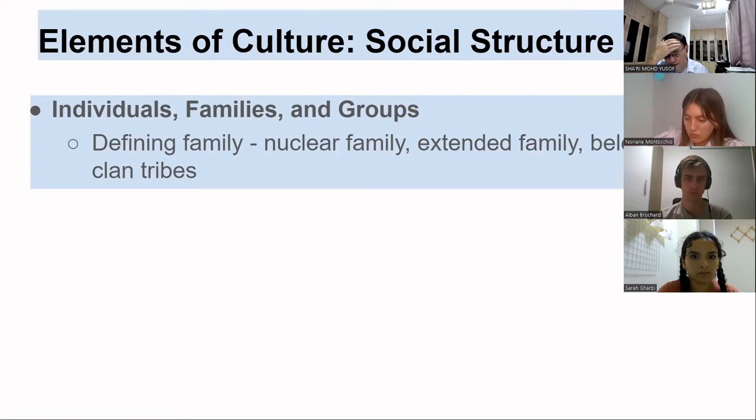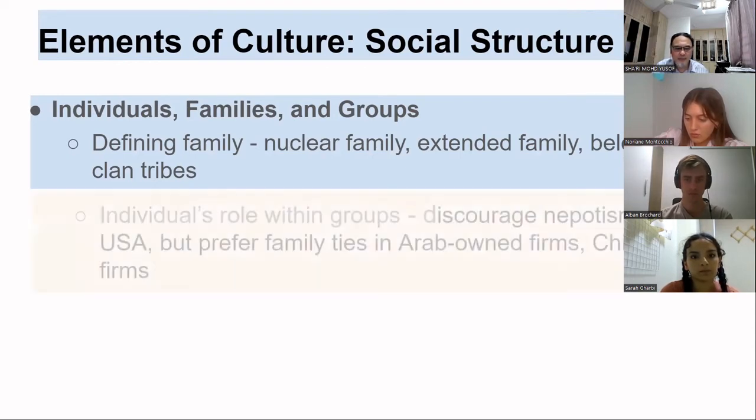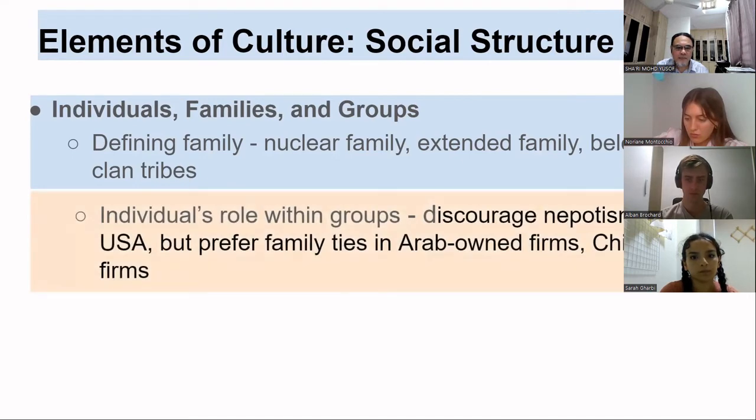I think they have, not to say clan which is uncivilized. Okay? They have their family name, like al-Habshi. They keep the family name. Okay, they have that. In a social structure as well, we have to look at the individual's role within the groups.